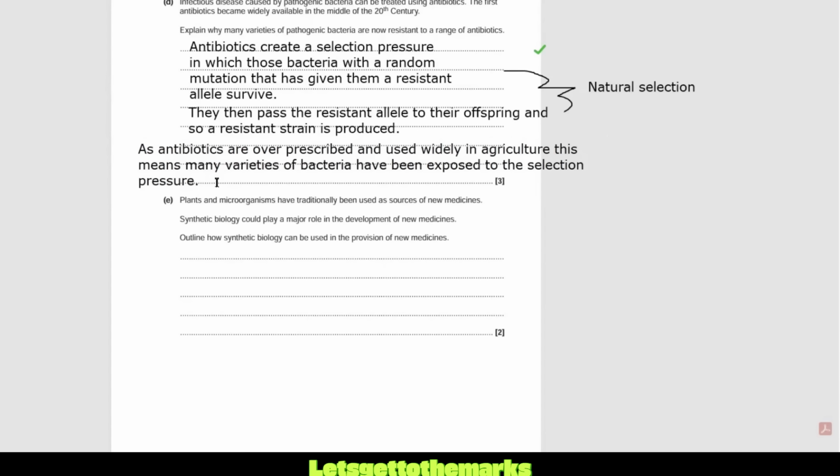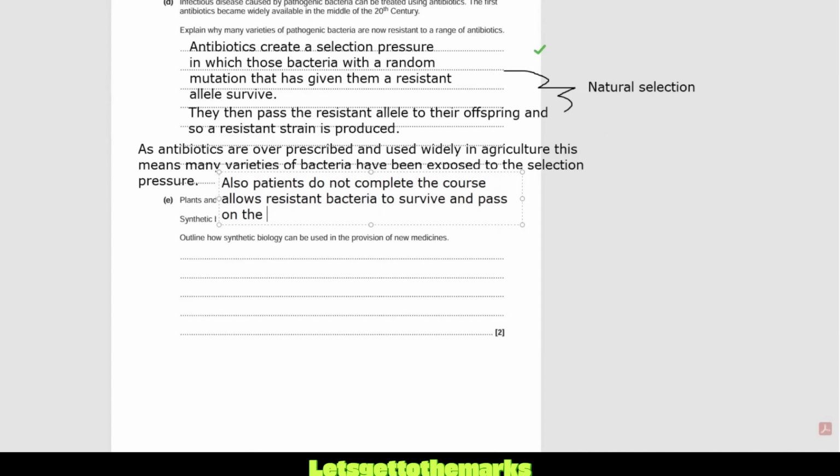Now, the other thing that is screwing it up is also patients do not complete the course, and this allows resistant bacteria to survive and pass on the allele.